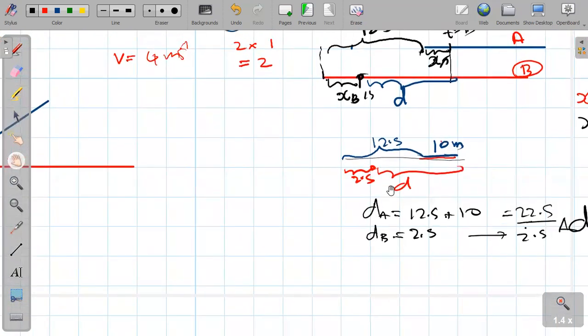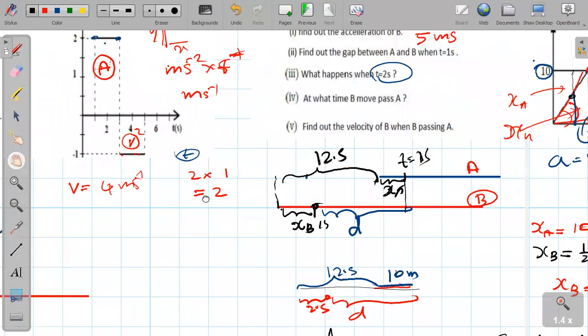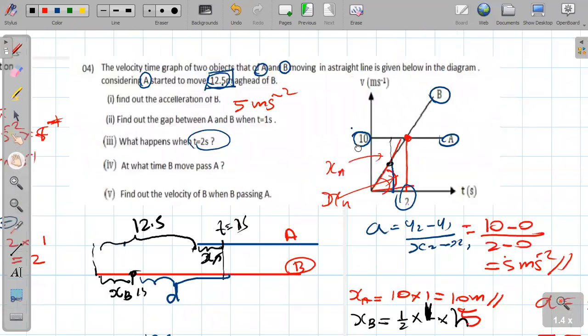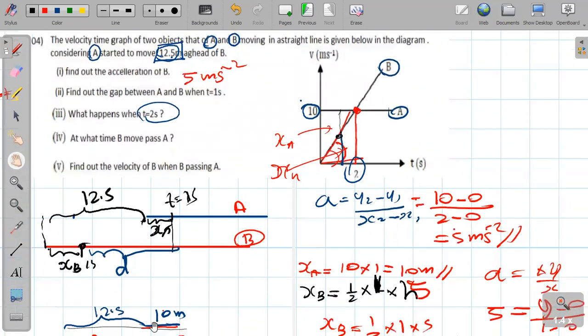Okay. Now let's check part B of that question. What happens when the time equals 2 seconds? Time equals 2 seconds. What happens when the time equals 2 seconds, right?